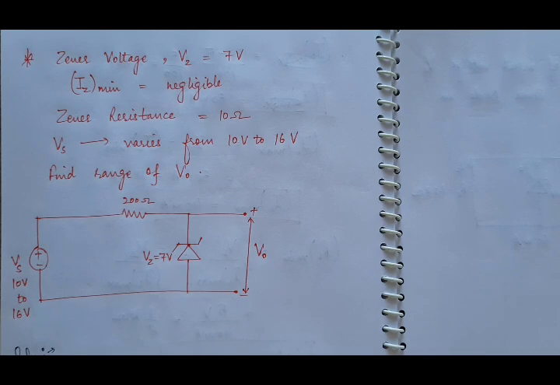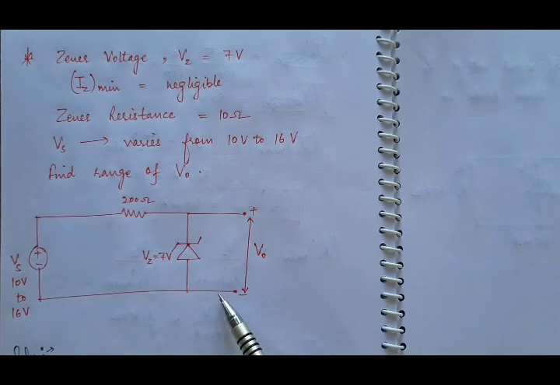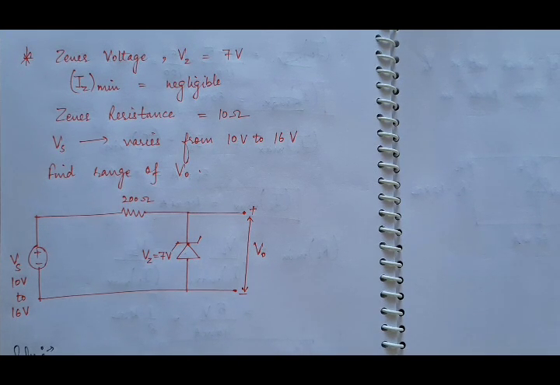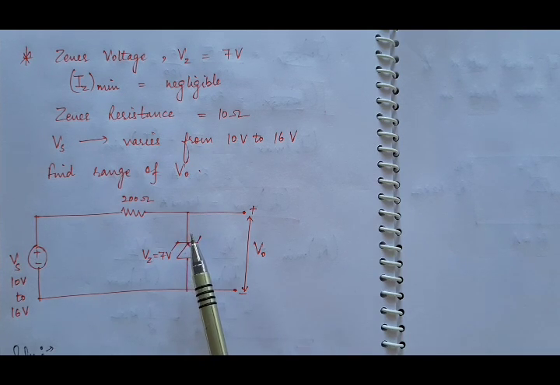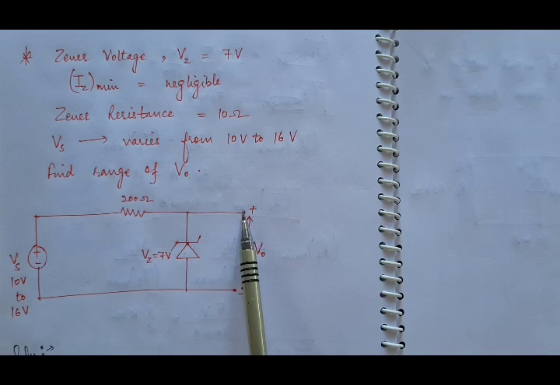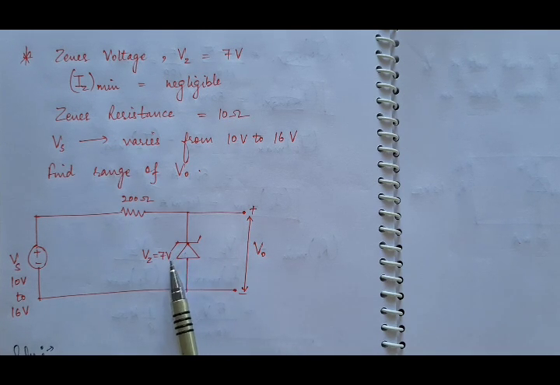So, in this numerical, we have given this circuit in which Zener voltage of the Zener diode is 7 volt and minimum Zener current through this Zener diode is negligible. And the Zener diode is not ideal, so it will have some resistance, and Zener resistance is 10 ohms. It is given in the statement, and this source voltage is variable here. Source voltage varies from 10 volts to 16 volts, and there is no load connected to this VZ.